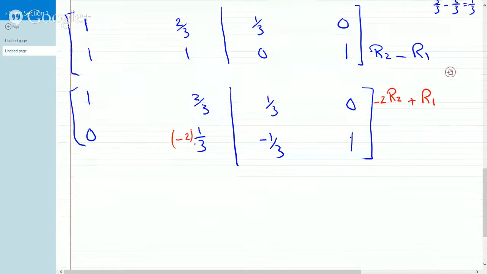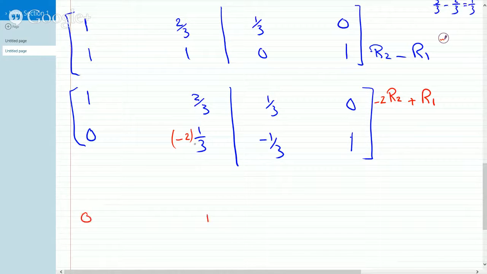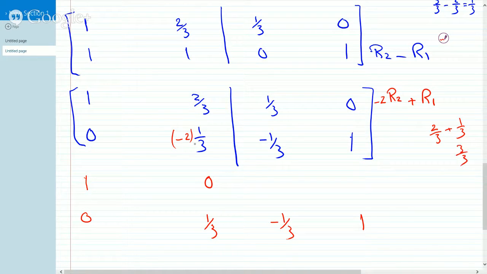Okay. So then I will leave row 2 the same. Right. So 0, 1/3, minus 1/3, 1. And then minus 2 times 0 is 0, plus 1 is 1. So this one doesn't change. It's not supposed to. Minus 2 times 1/3 is minus 2/3, plus 2/3, 0. And minus 2 times minus 1/3 is plus 2/3, plus 1/3. So 2/3 plus 1/3 is 3 over 3, which is 1. So this guy here becomes a 1. And then minus 2 times 1 is minus 2, plus 0, negative 2.